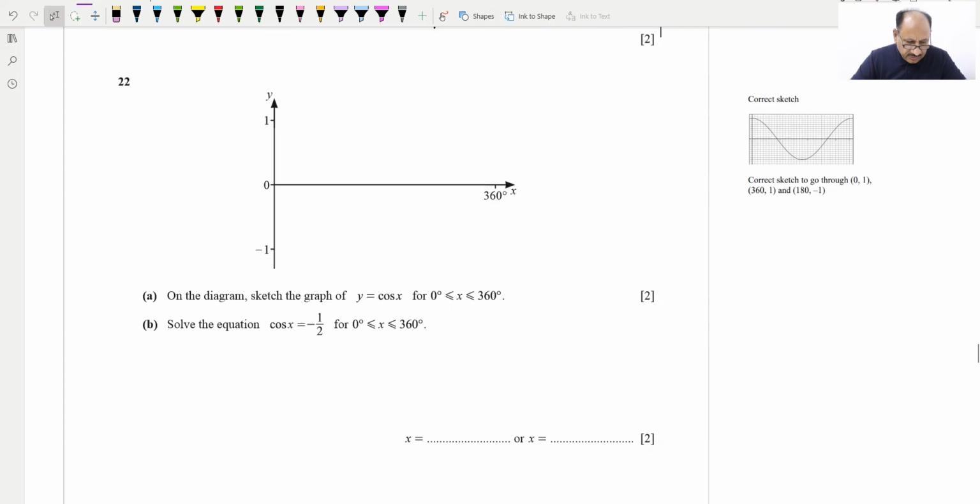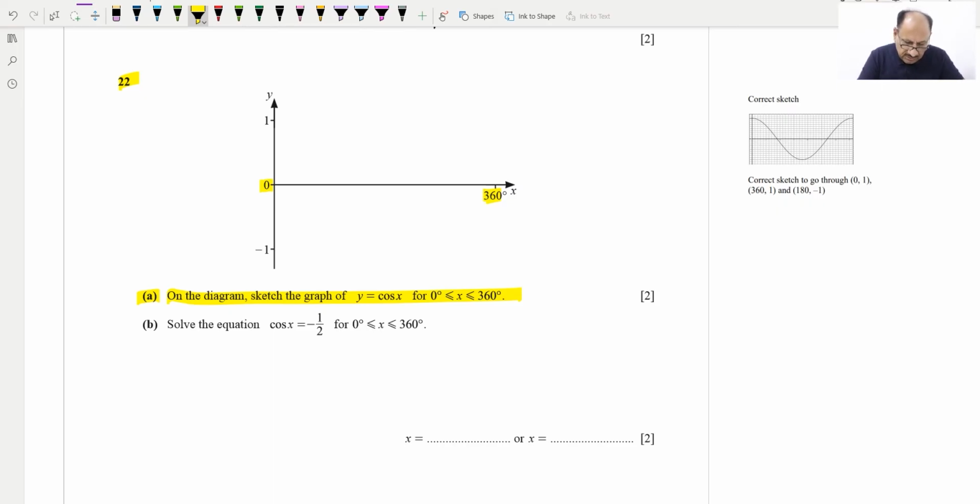Hopefully you understood this. Now question number 22, and again, a grid is provided. Apart from the diagram, sketch the graph of y is equal to cos x from 0 to 360. 360 is provided, 0 is provided. This section again I have added for your explanation. We'll go through this in a while, and this is not part of the question.